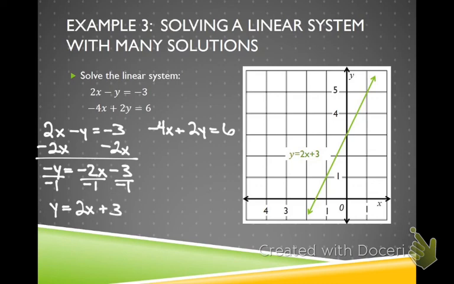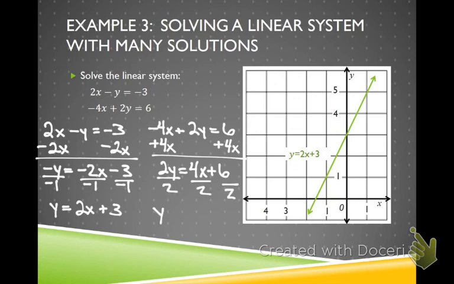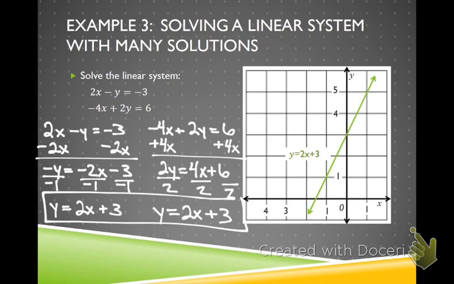Okay, now on the second one, what do I have to do first? Add 4x. 2y equals 4x plus 6. Divide everything by 2. Okay. And y equals 2x plus 3. So what do you know now about both of these equations? They're both positive. They're the exact same equation.